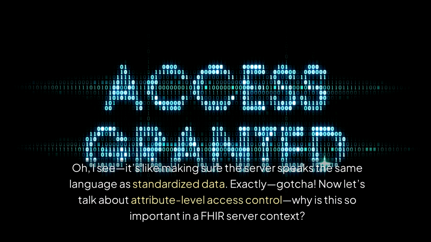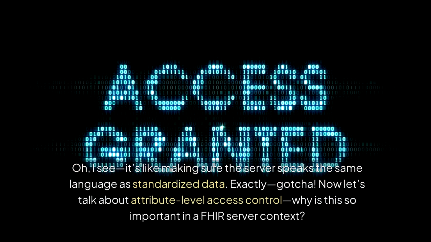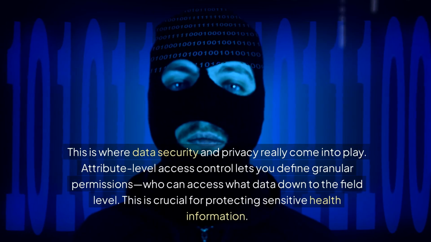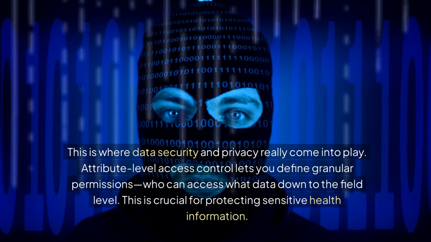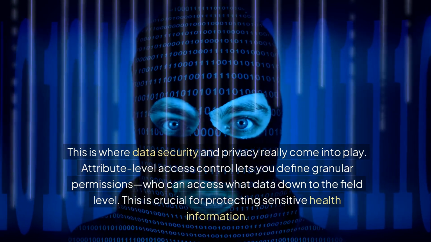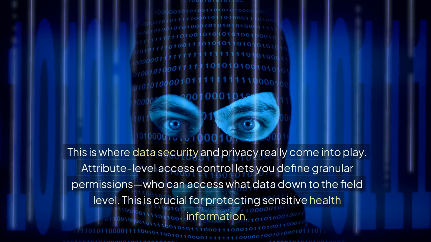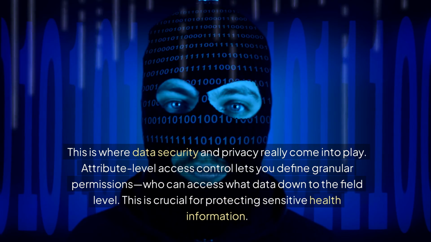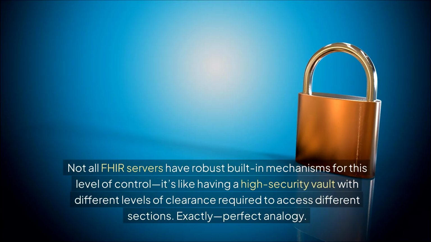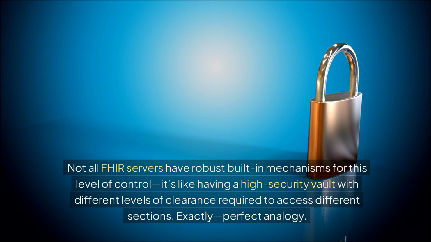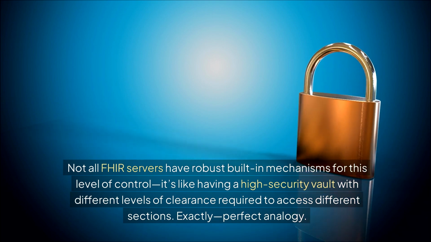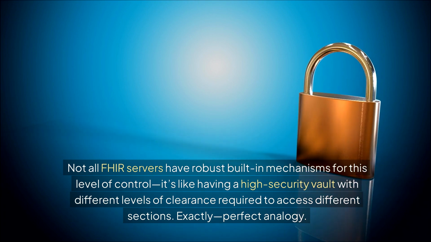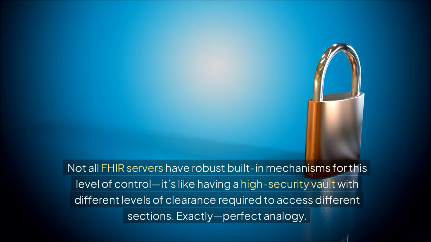Exactly. Now let's talk about attribute level access control. Why is this so important in a FHIR server context? This is where data security and privacy really come into play. Attribute level access control lets you define granular permissions, who can access what data, down to the field level. This is crucial for protecting sensitive health information. And not all FHIR servers have these robust, built-in mechanisms for this level of control. So it's like having a high-security vault with different levels of clearance required to access different sections. Perfect analogy.